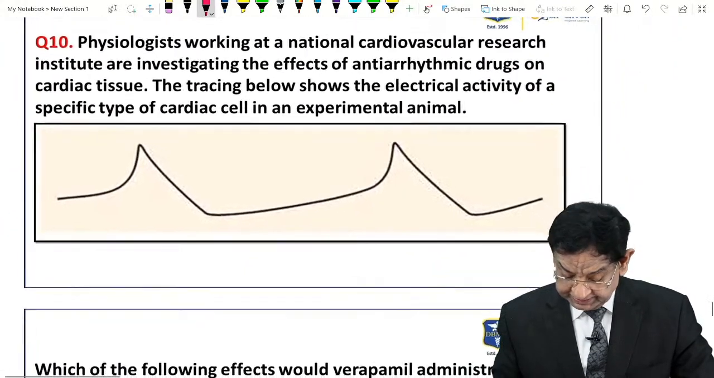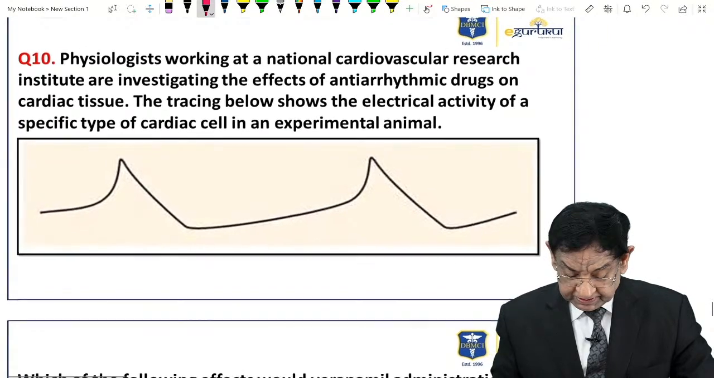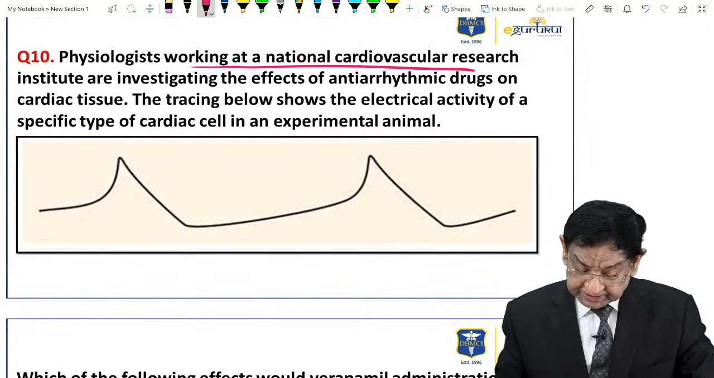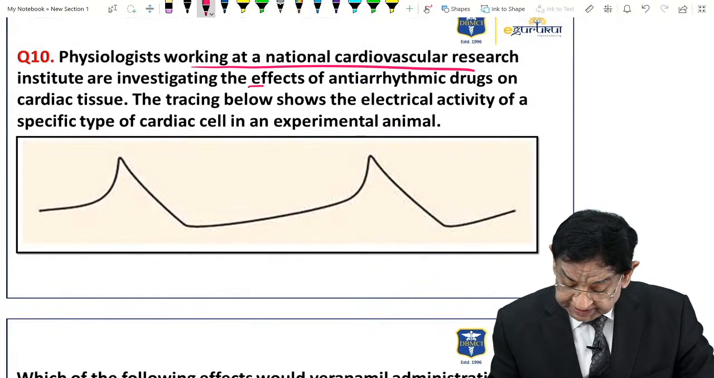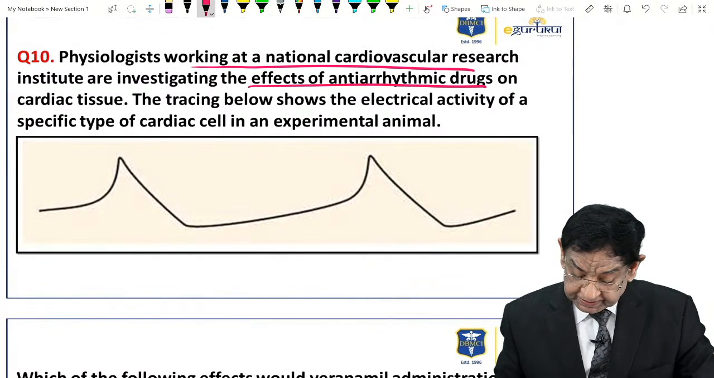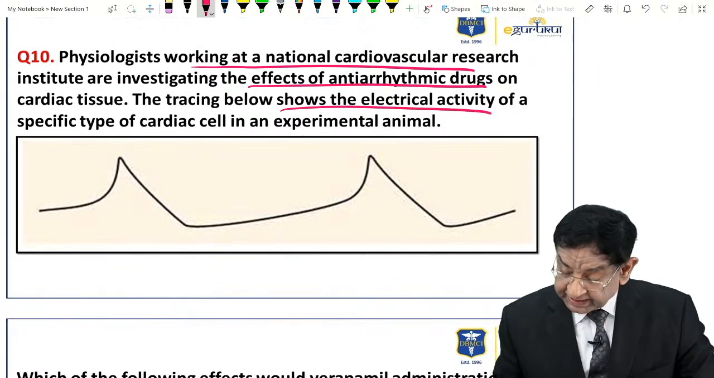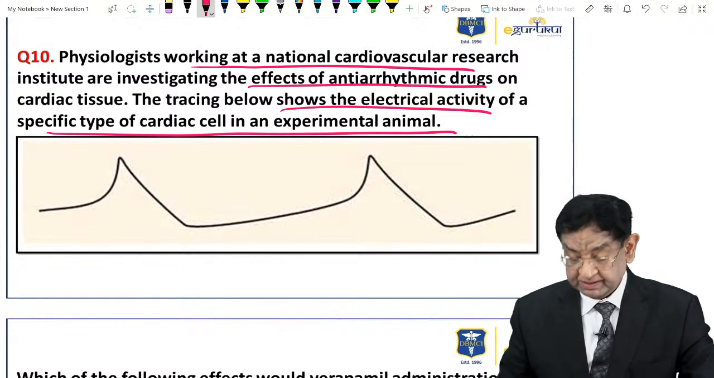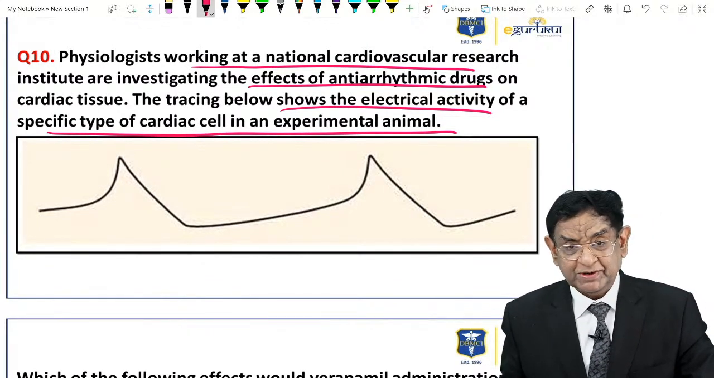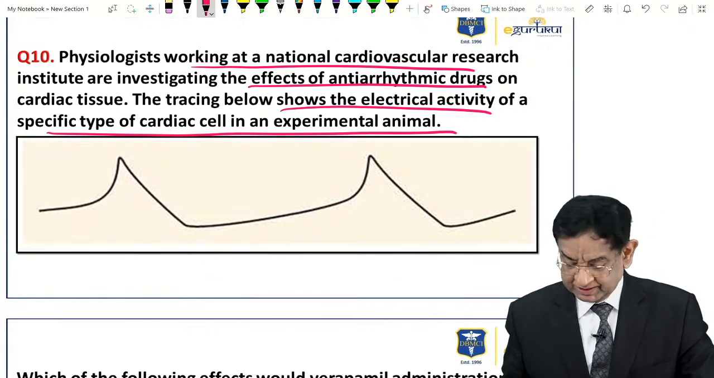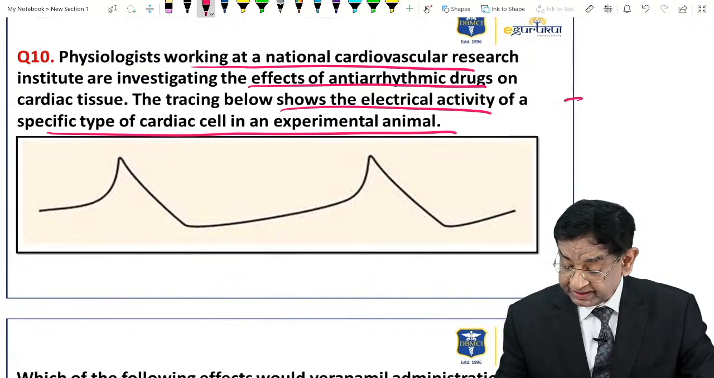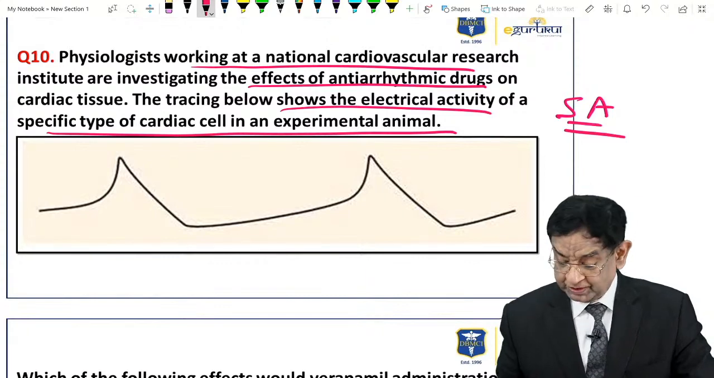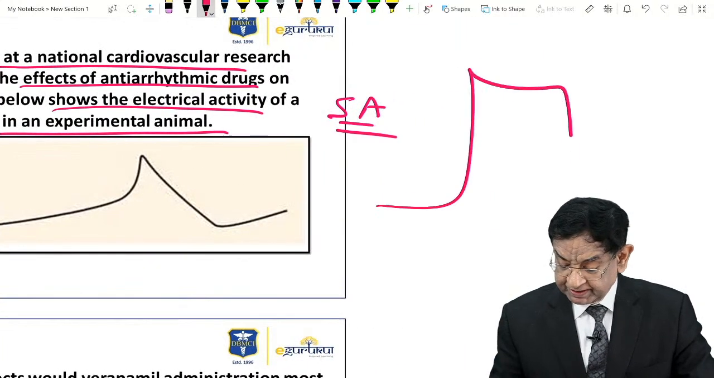Question 10. Okay, a physiologist is working in the center, investigating the effect of an antiarrhythmic drug, tracing the electrical activity of a specific type of cardiac cell in an experimental animal. Now, you have to tell me what type of graph is being shown. Definitely it is showing the graph of the SA node. Am I right? Think so. It would have been like this.